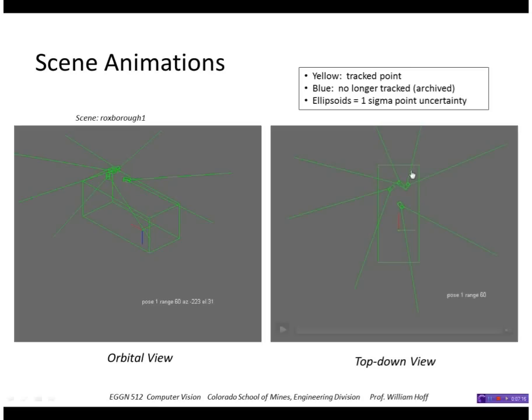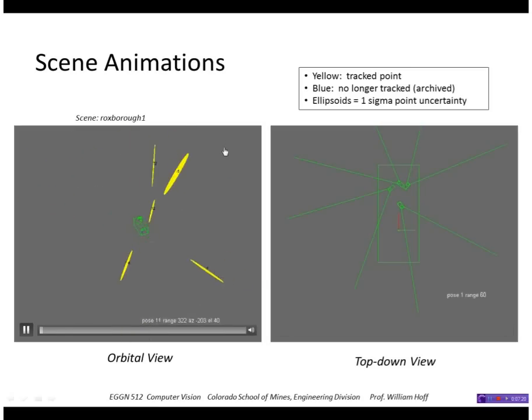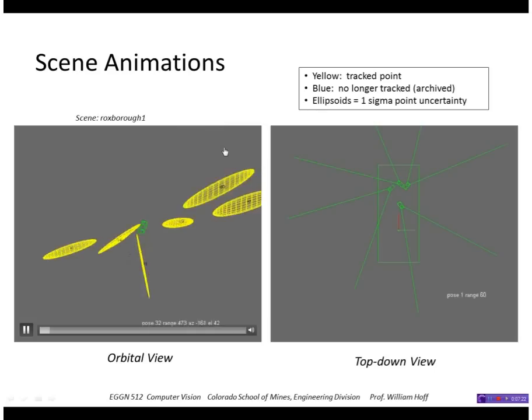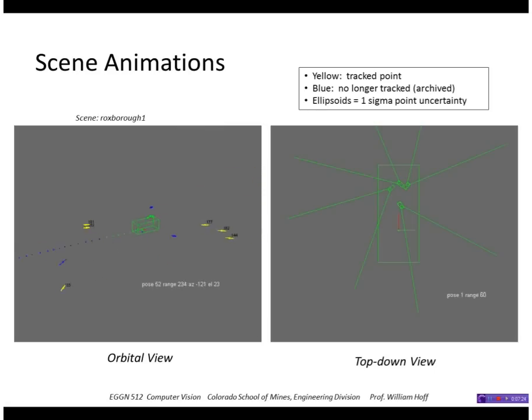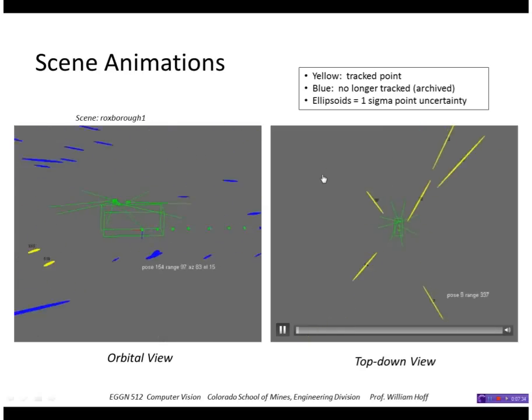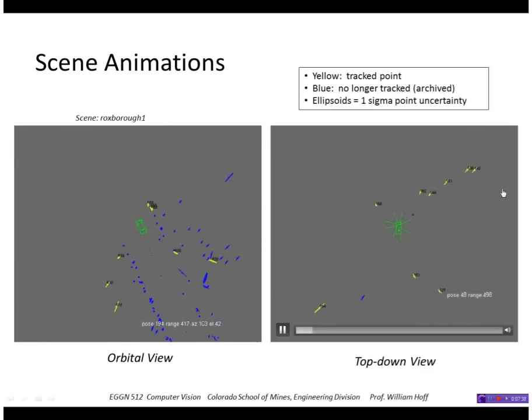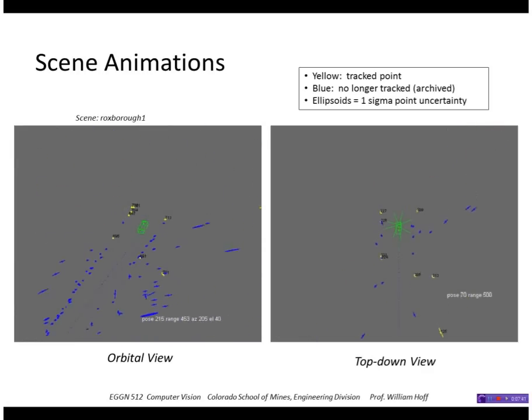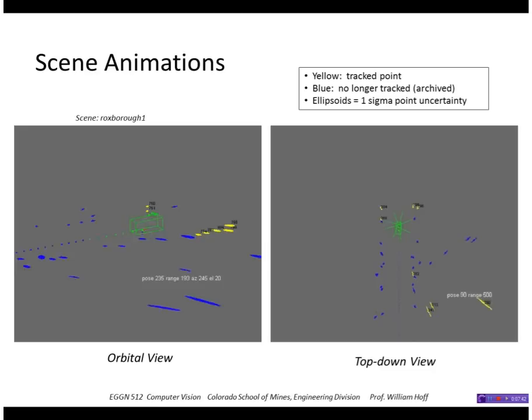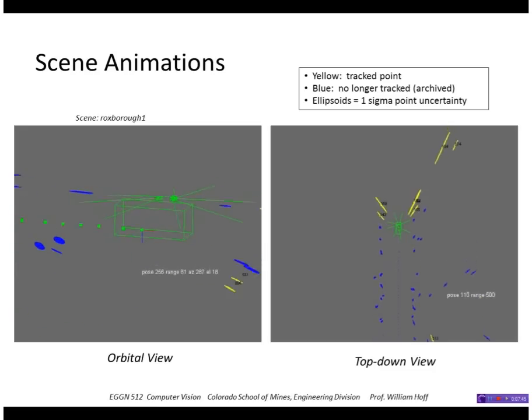These show an animation of the computed results. It shows the 3D points that were computed, as well as their uncertainties drawn as ellipsoids. This is a top view here. Yellow indicates that the point is currently being tracked, and blue indicates that it is no longer tracked but is archived.